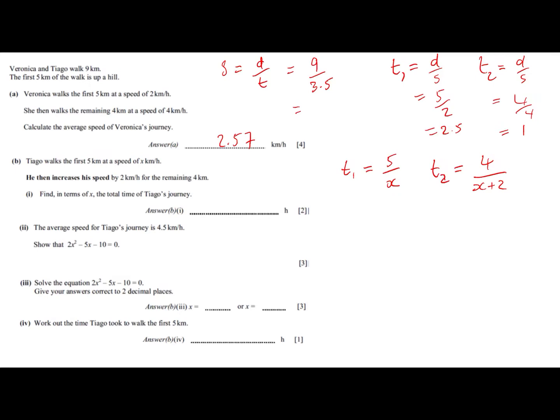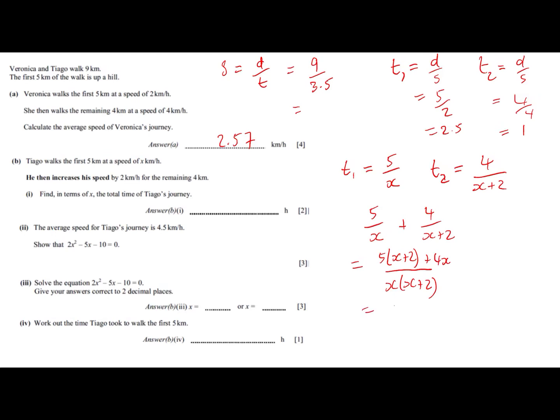plus 2. That's the second part of the journey. So what is his combined time? It must be 5 over X plus 4 over X plus 2. So we need to add these fractions. So I need a common denominator. The common denominator is going to be X times X plus 2.